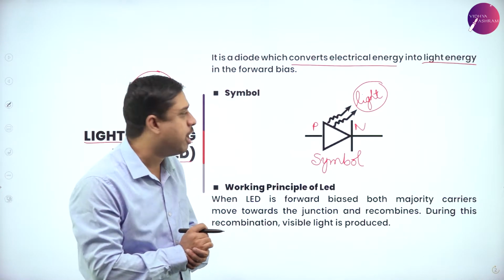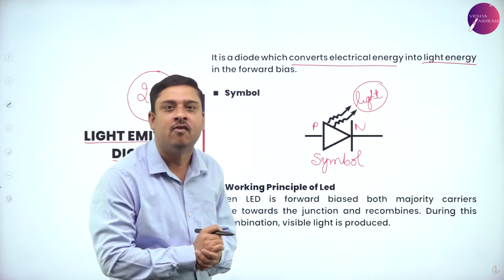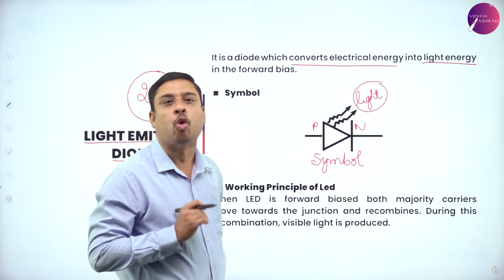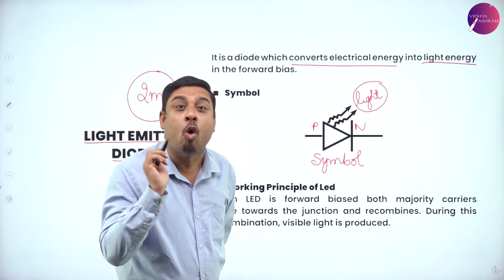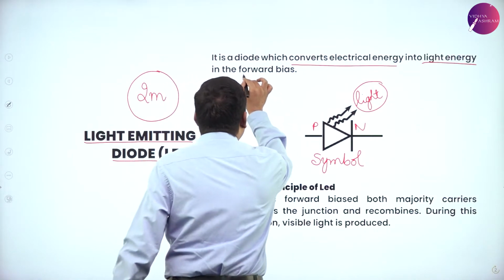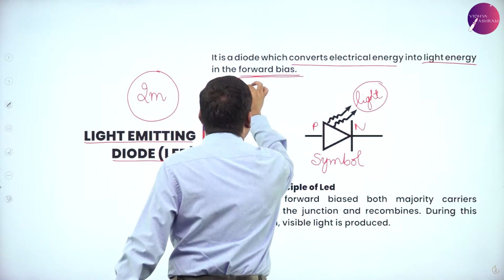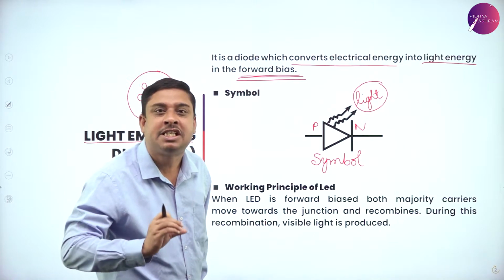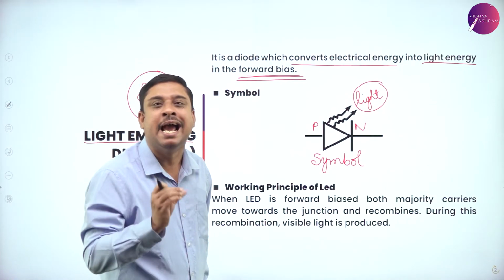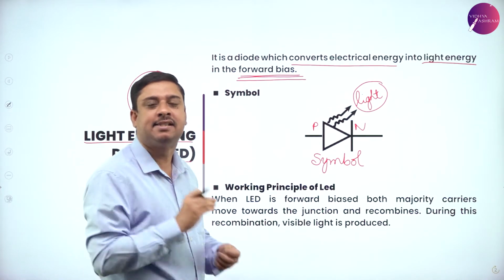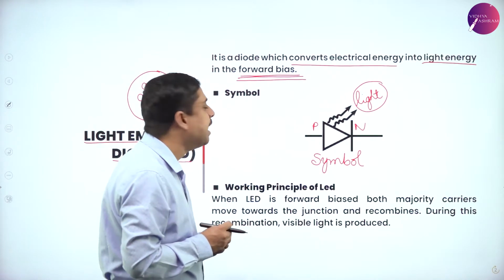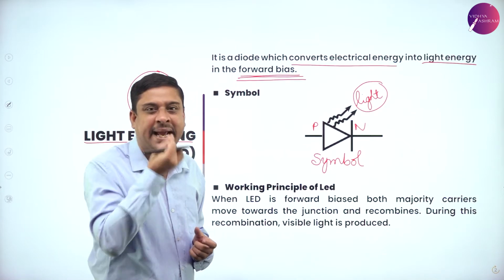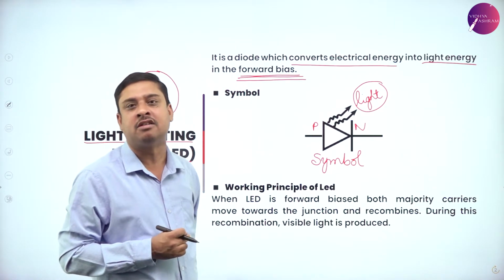The first one you should know is it will convert electrical energy into light energy only when it is forward biased. For 1 mark, you may get this question: under which bias mode LED operates? LED, light emitting diode, operates when it is forward biased.